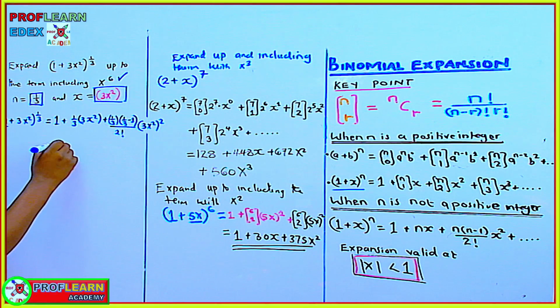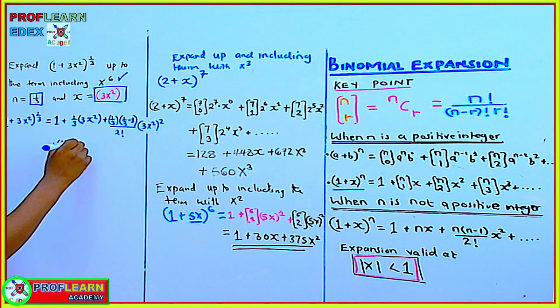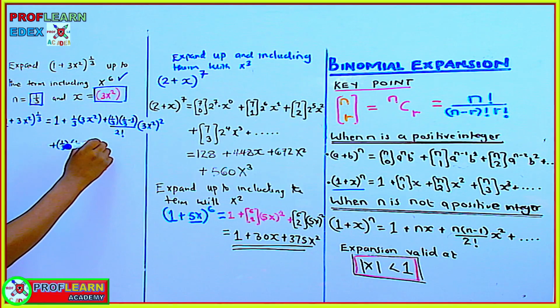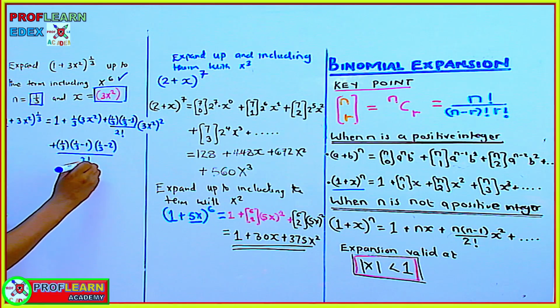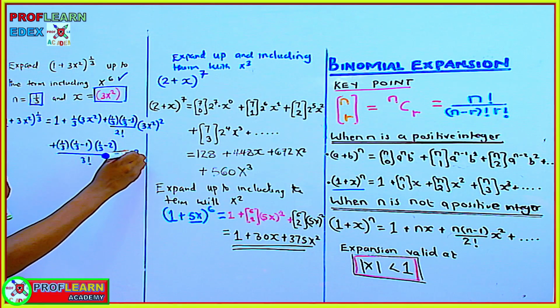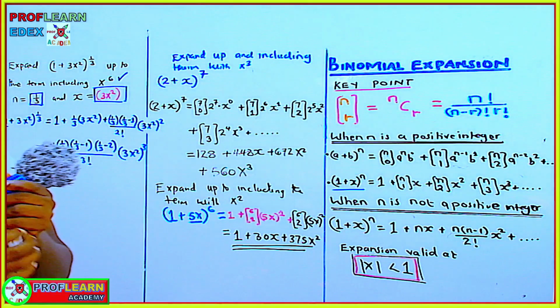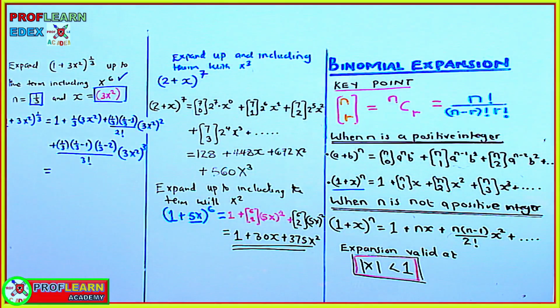Is going to be n, 1 over 3, n minus 1, 1 over 3 minus 1, again n, 1 over 3 minus 2 over 3 factorial, then 3x squared raised to power 3. Now we are almost home and dry. Now we need to simplify each of the expansion that we have.